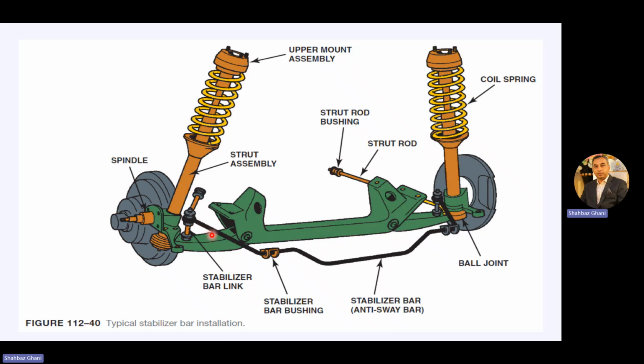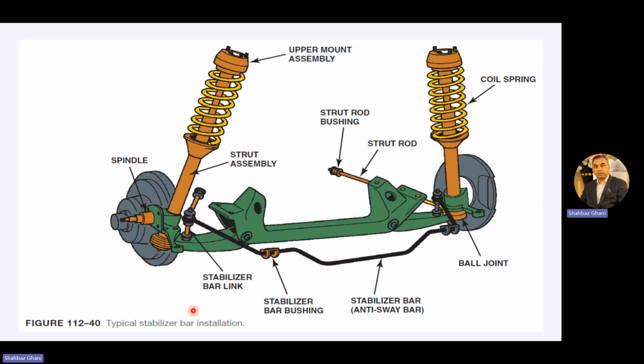Then we have this stabilization bar link bushing. And this is the anti-sway bar or stabilization bar with the stabilizer bar bushing, and then the stabilizer bar link attached to the other end. And this is your ball joint and the coil spring assembly. This is your strut rod.